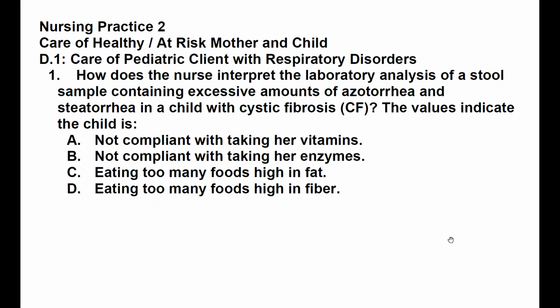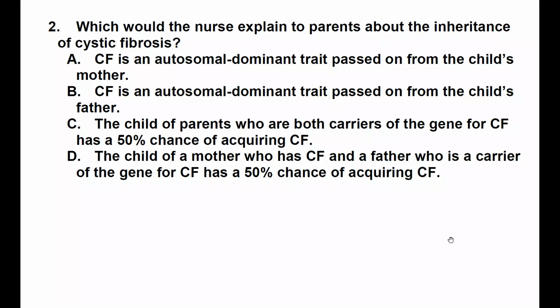Number one, bravo. Two, which would a nurse explain to parents about the inheritance of cystic fibrosis? A, CF is an autosomal dominant trait passed on from the child's mother. B, CF is an autosomal dominant trait passed on from the child's father. Letter C, the child of parents who are both carriers of the gene for cystic fibrosis has a 50% chance of acquiring CF. Or letter D, the child of a mother who has CF and a father who is a carrier of the gene for CF has a 50% chance of acquiring CF.